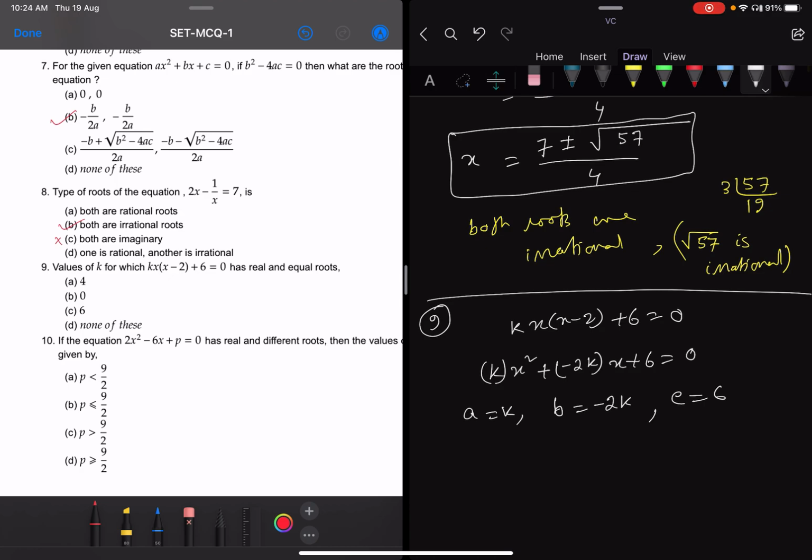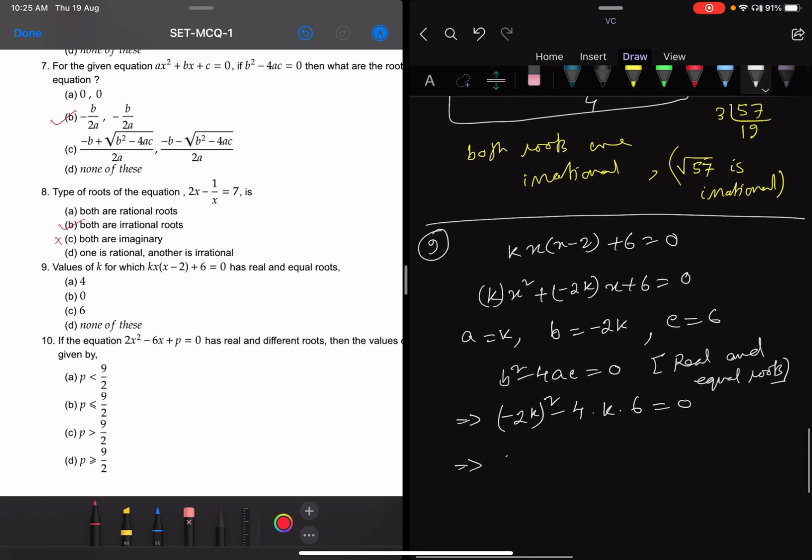Okay, so to find the value of k for which the roots are real and equal, the condition is b square minus 4ac equals 0. This condition is true for real and equal roots. Now what is b square? Minus 2k whole square minus 4 into k into 6 equals 0.